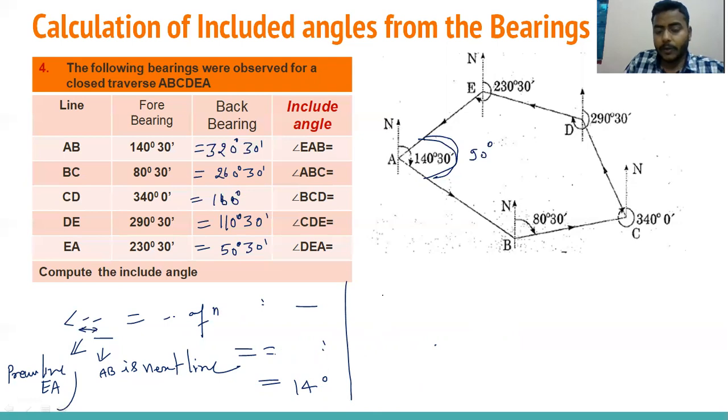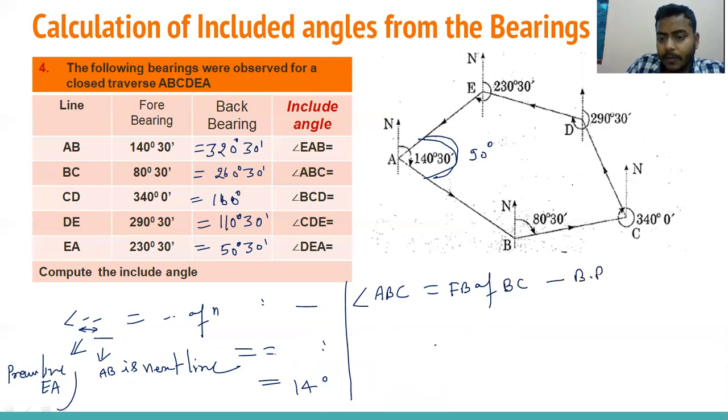Okay, I'm going to calculate angle ABC. We are going to calculate the included angle at point B. So we can write directly the forebearing of the next line. What is the next line? BC, and the back bearing of line AB. So the forebearing of line BC, see the table once, BC forebearing is 80 degrees 30 minutes, minus the back bearing of line AB.